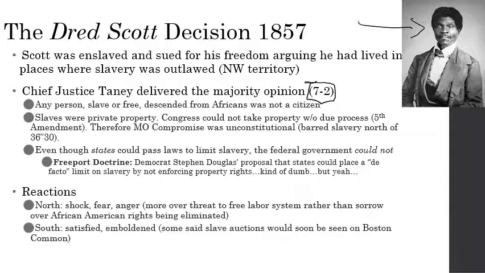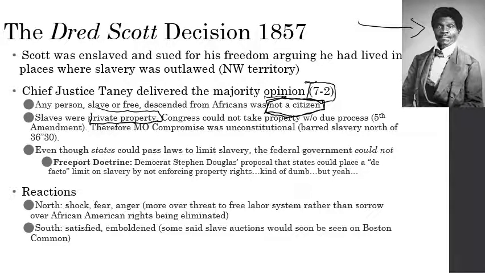So the first thing he said was any person, slave or free, that is descended from Africans is not a citizen of the United States. Okay, so first off, you are not a citizen if you are of African descent in the United States. You do not have the rights of a citizen. So therefore, Dred Scott shouldn't even be there suing for his freedom in the first place because he's not a citizen.